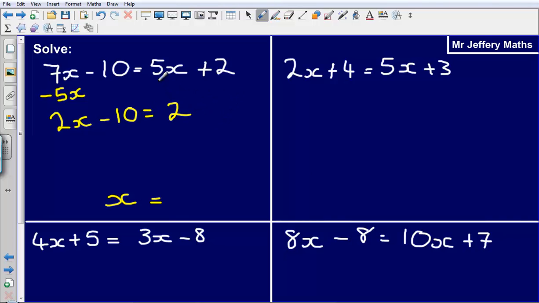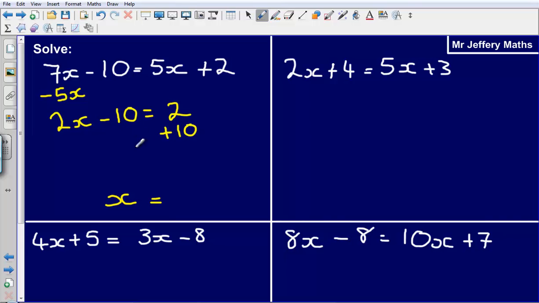So just to recap, I'm just taking away the smallest x from the biggest x, and that gets rid of the 5x. And so now I've got a situation where I've got x's on one side and a number on the other, and we should recognise these from the second video. We should hopefully be fairly comfortable answering these by now. So 2x minus 10 is equal to 2. I'm just going to solve this as I would do normally.